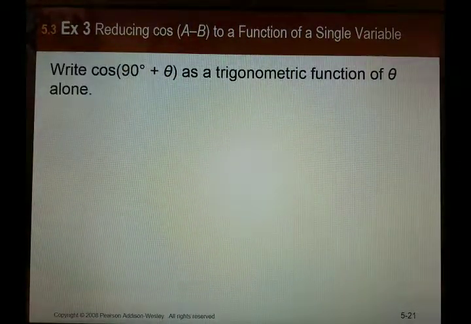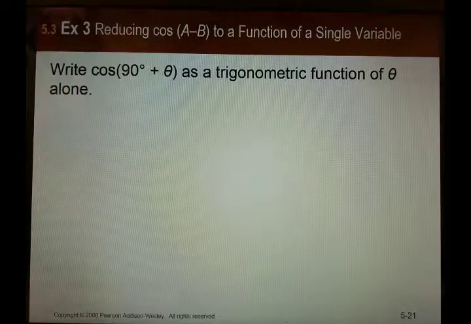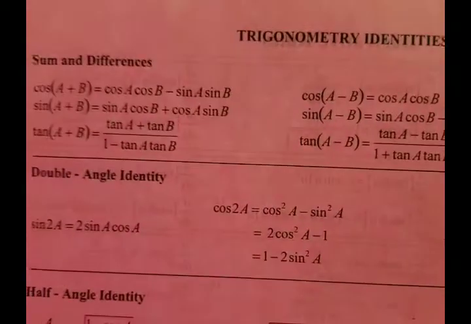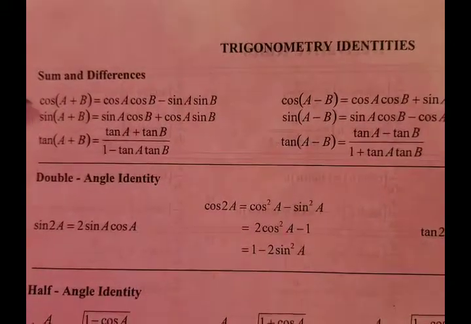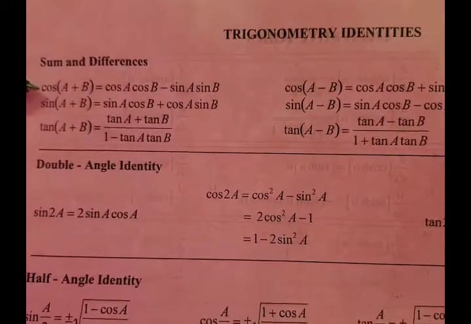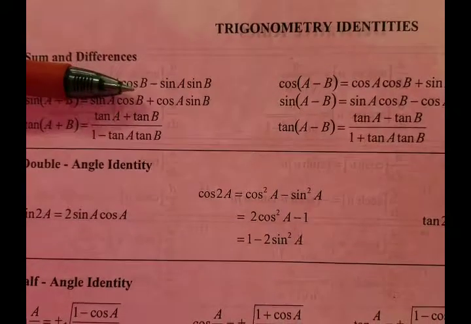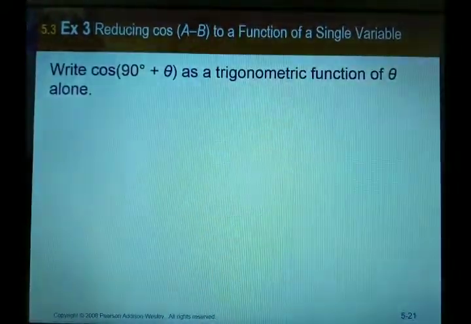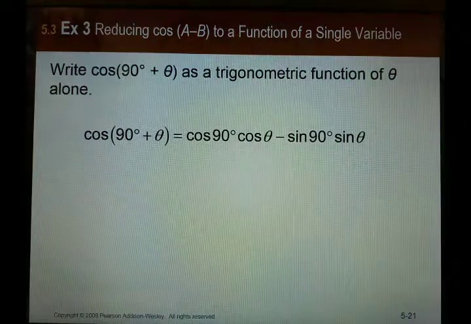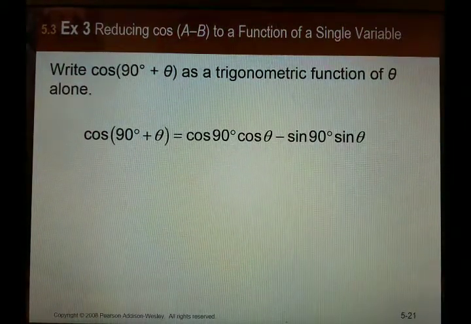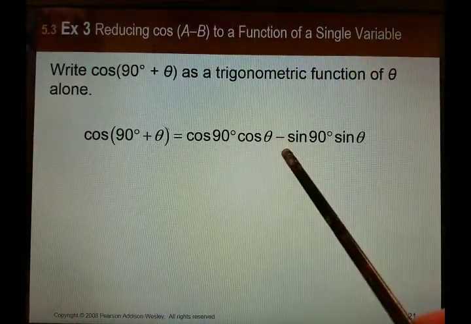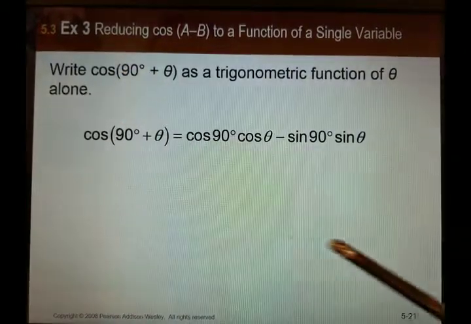So at this point, I'm going, okay, I guess I need to go ahead and use the pink sheet and use the formula. So again, the formula is right here that I'm using. So the cosine of a plus b is going to be cosine a, cosine b, and then minus sine a, sine b. So I'm going to do cosine 90, cosine theta, and then minus sine 90, sine theta.